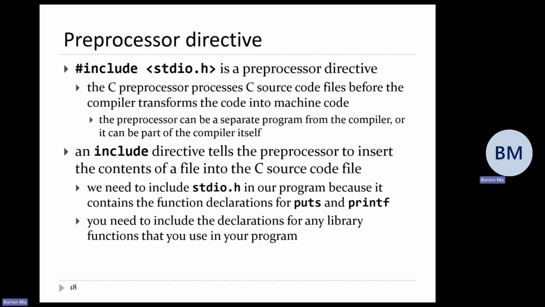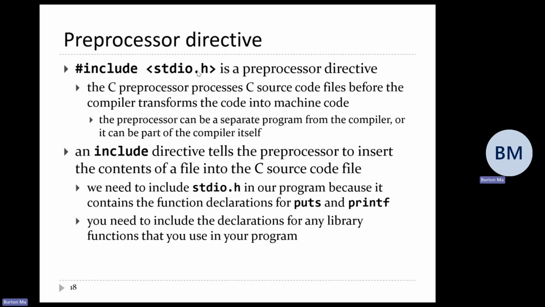Anything with a hashtag in front of it is trying to tell the preprocessor to do something. So hashtag include tells the preprocessor to take the contents of stdio.h and drop that into your program. That's exactly what it's doing. So include tells the preprocessor to insert the contents of a file into your source code file. So you can include, if you wanted to, some other file that you had kicking around that contains some code that you want into your program using that include directive.